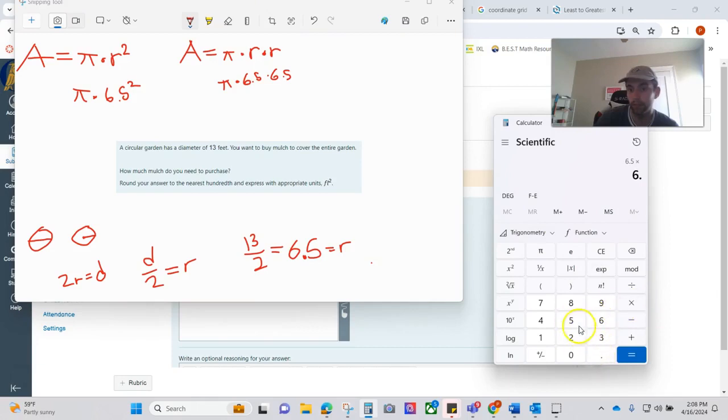6.5 times 6.5, that's 6.5 squared, which is 42.25, times pi. Round my answer to the nearest hundredth, which is the second decimal place. When I round to the hundredth, I look at the thousandth. This 2 will tell my 3 to round down, because 2 is closer to 0 than it is to 10, making my answer 132.73.